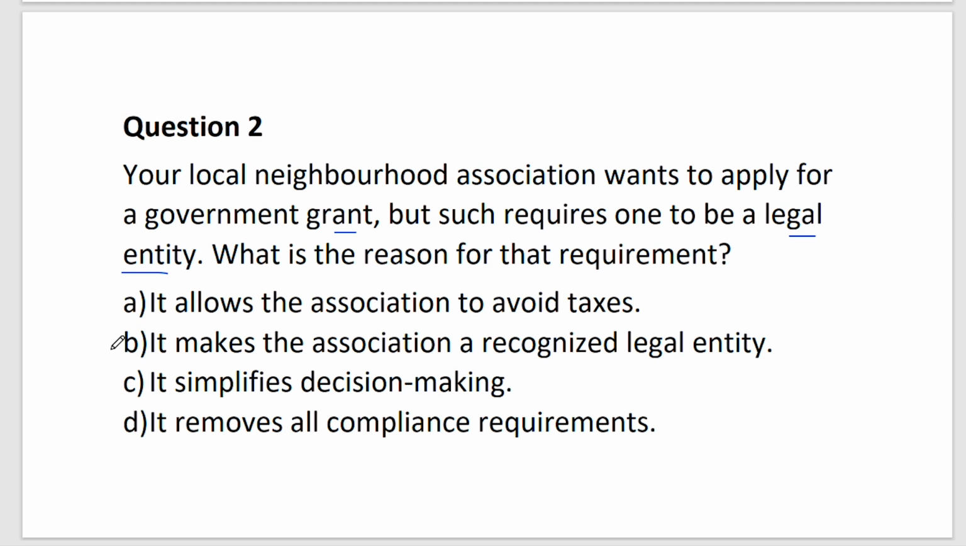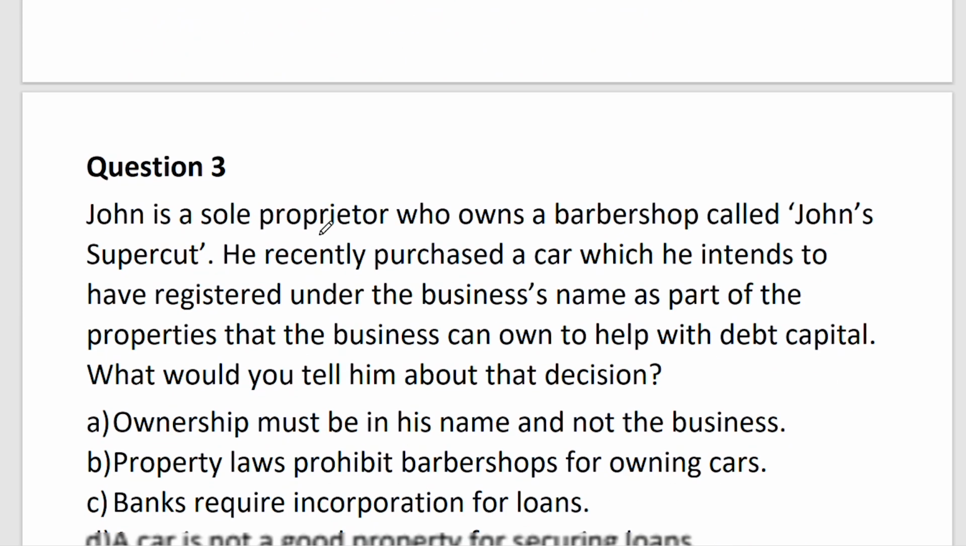C, because it simplifies decision making. No, it doesn't. D, it removes all compliance requirements. Well, the answer is B. It makes their association one that the government recognizes, because once it's been incorporated, now we know what that is. Some of these associations are just people coming together and saying, from now on, we are going to be collecting garbage, or we are going to be making sure that people don't park their cars carelessly in the estate. But sometimes we want them to become legal. So go ahead and incorporate, or become a legal entity, register, and all that stuff.